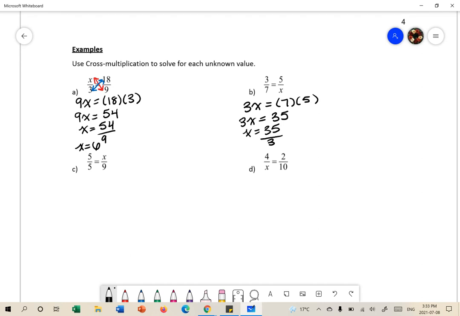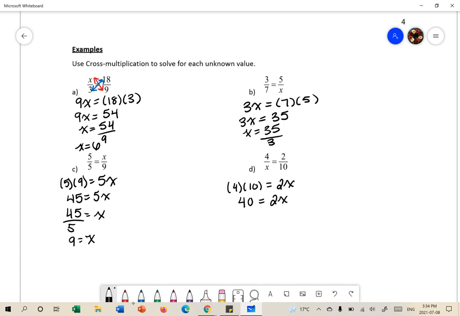Next, 5 times 9 is equal to 5x. 5 times 9 is 45, which is equal to 5x. 45 divided by 5 is equal to x. 9 is equal to x. Last question. 4 times 10 is equal to 2x. 40 is equal to 2x. 40 divided by 2 is equal to x. 20 is equal to x.